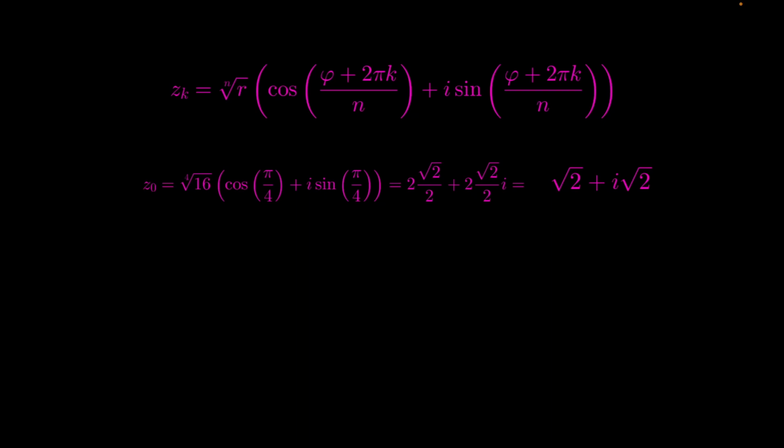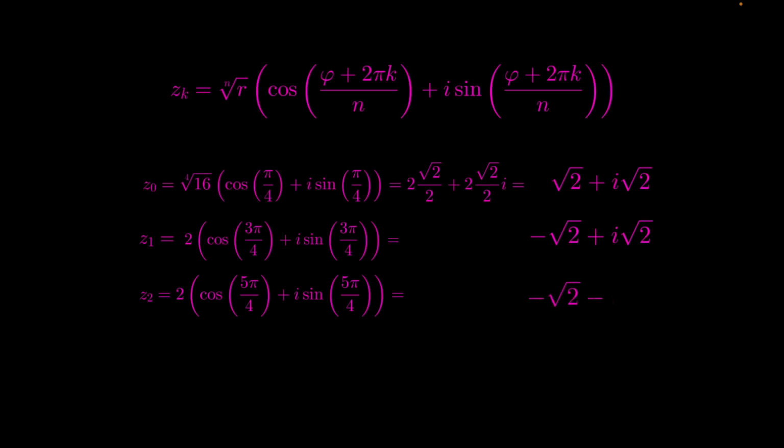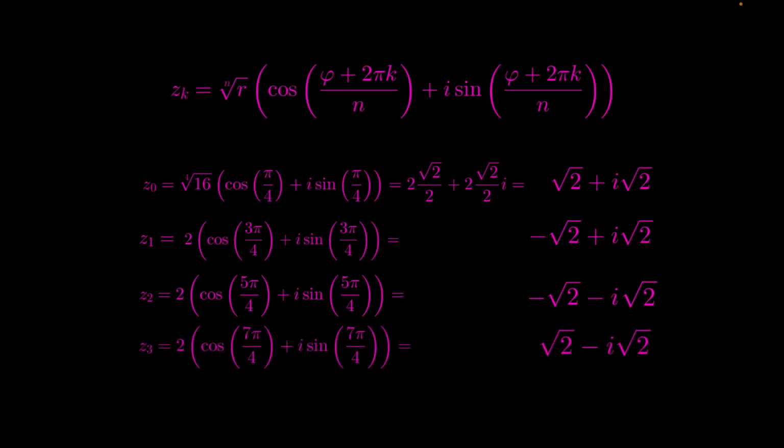Then the second root, z1, will have as an argument 3/4 times pi, both for cosine and sine, and we will get minus the square root of 2 plus i times square root of 2. And in the same manner we will continue with z2, and we will get minus square root of 2 minus i times square root of 2, and the last root will be the square root of 2 minus i times the square root of 2.